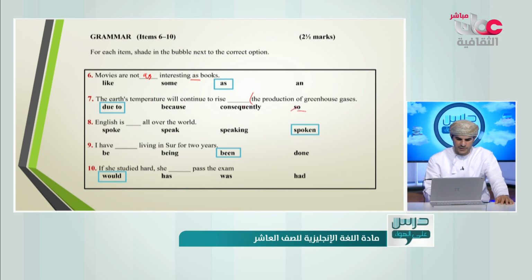So incorrect these ones. English is spoken, because you cannot say speaking, otherwise that means as saying the laptop is, or the car is driving. No, the car does not drive. I drive the car, so the car is driven. Just say the same thing here. English is spoken. I have been living. If she studied hard, she would in the past.